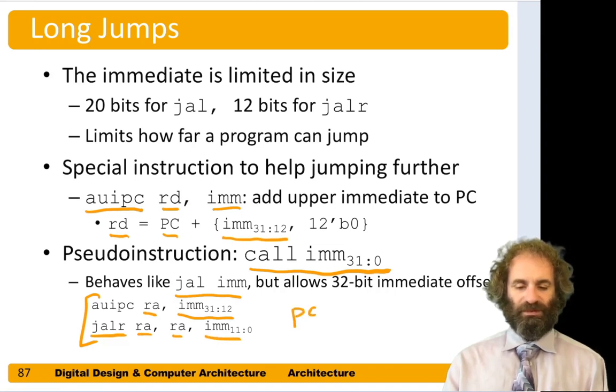So this will do the PC plus IMM 31 through 12 in the upper bits plus IMM 11 through 0 in the lower bits. So altogether add a 32-bit immediate. And it's using RA as a temporary variable here, but then it's linking to RA. So we'll put the return address in RA.